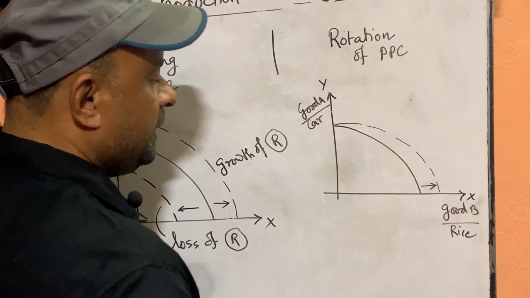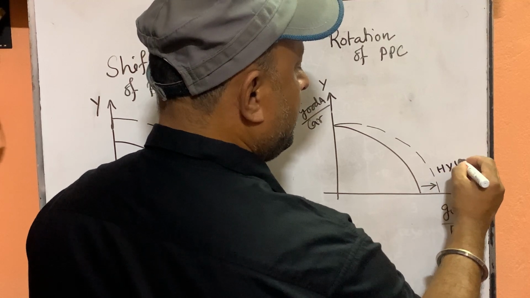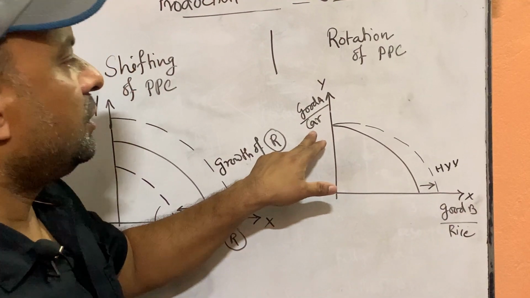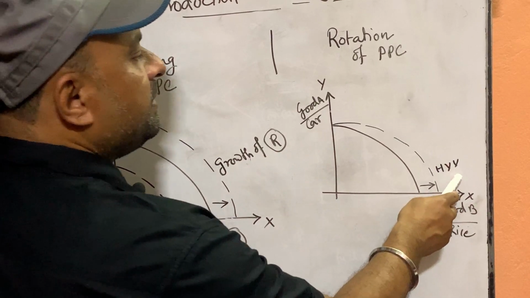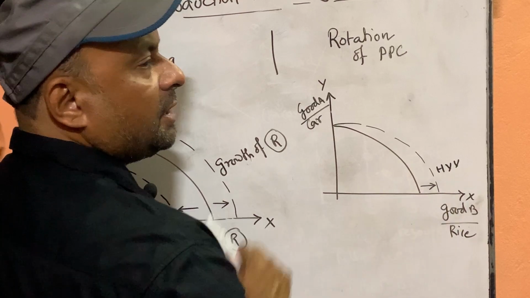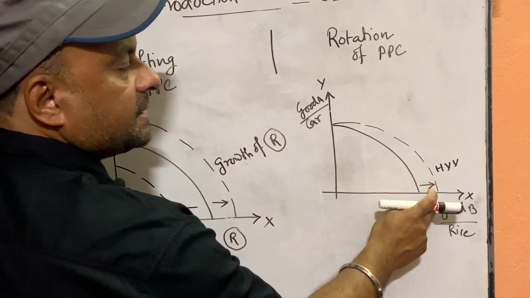For example, if we invent HYV seeds here, that time what happened? Production of rice will increase, but production of car will not be hampered, because HYV seed has no relation with the production of car. That time PPC will rotate rightward along the x-axis.